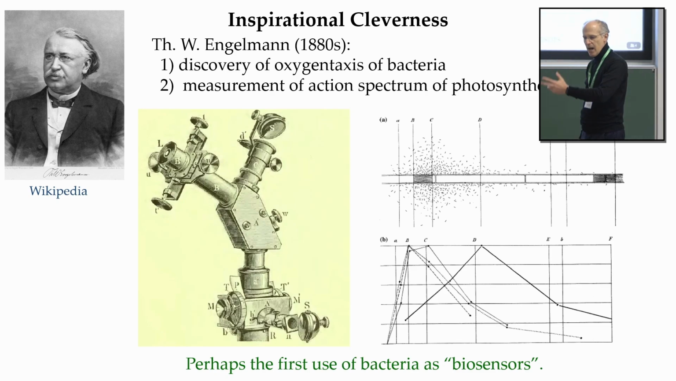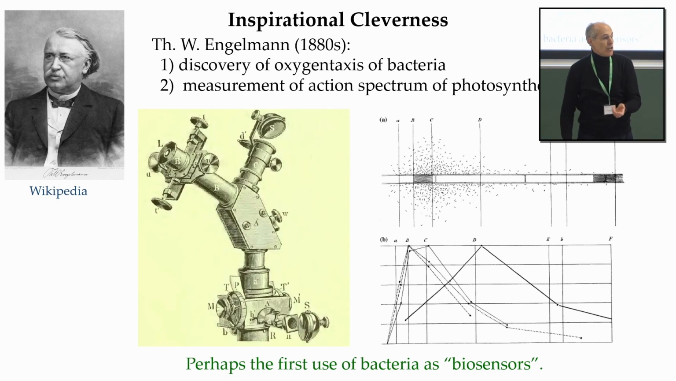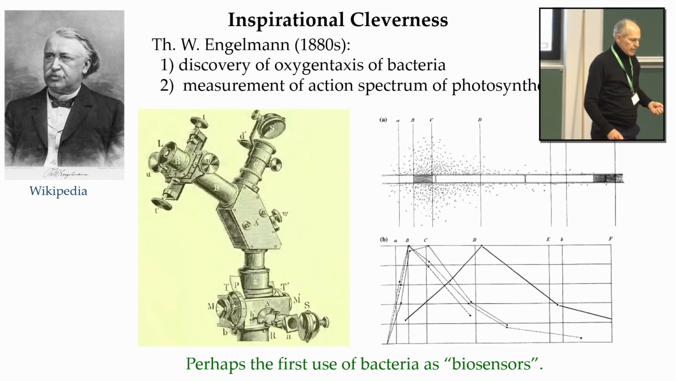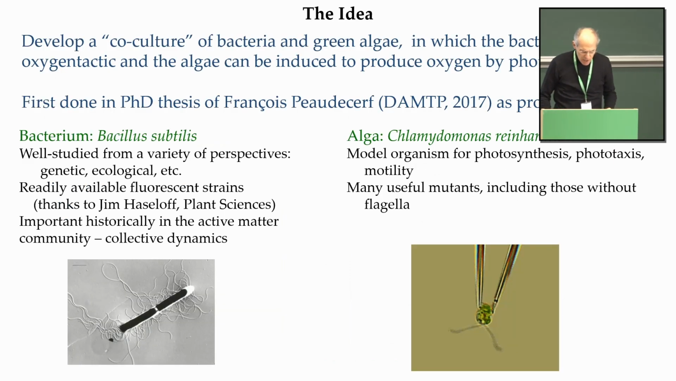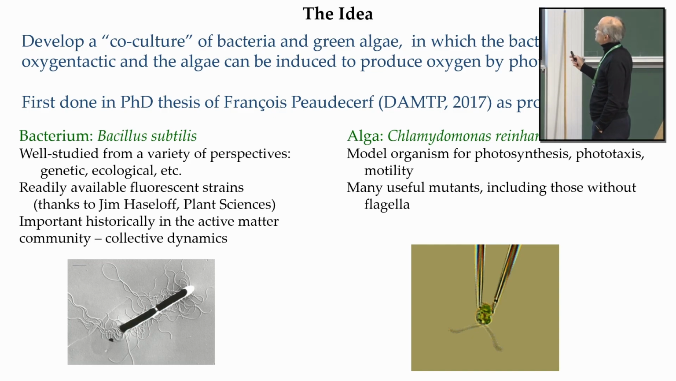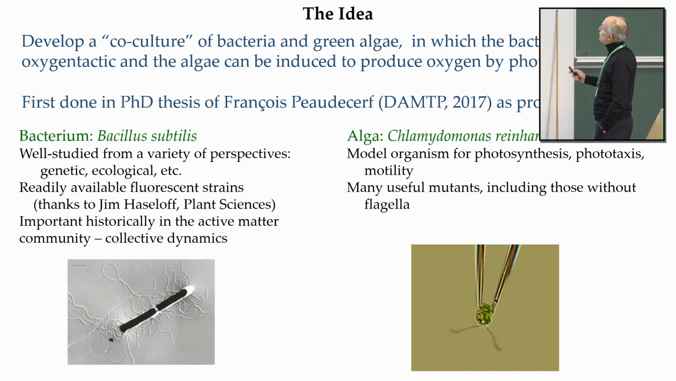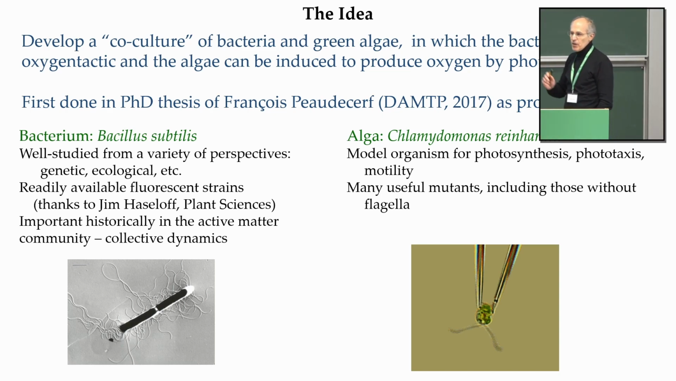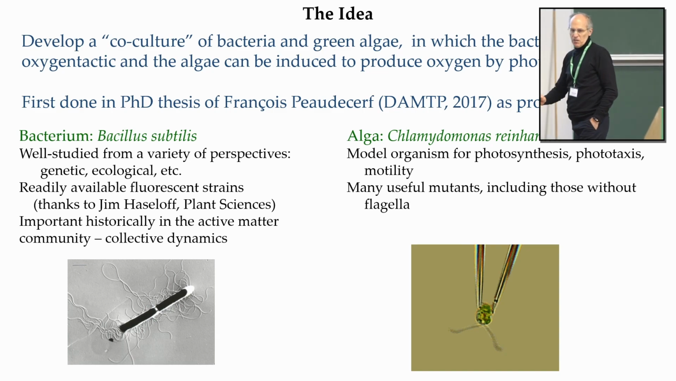we've got bacteria and algae, but oxygen is something we can turn on and off by just shining a light on the system. So the idea that we had was essentially to develop a co-culture of bacteria and green algae. The bacteria are oxygen-tactic, and the algae produce oxygen by photosynthesis by a light that we can turn on and off. And then the only question is what species to use.